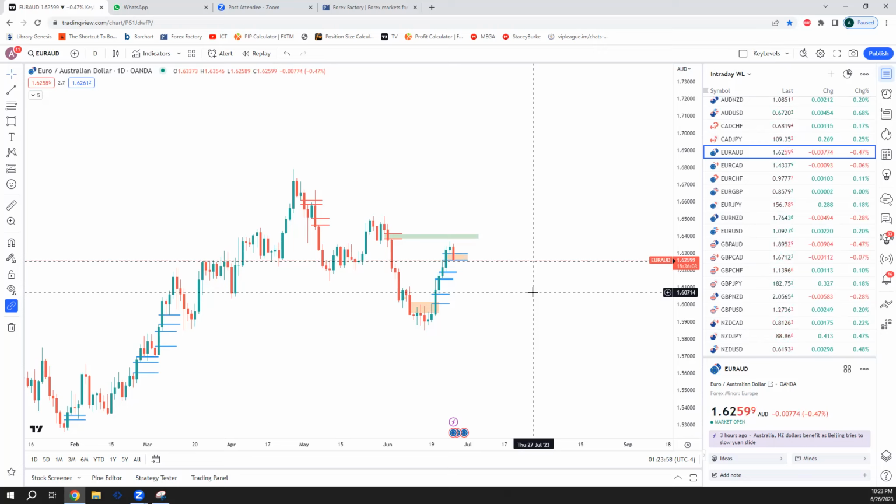Because a lot of traders, when we start learning, think that if the market takes the Asian session high, I can expect to see a reversal to the downside. But it's not like that.